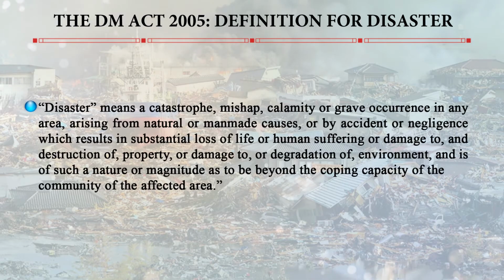So, by this Act, disaster means a catastrophe, mishap, calamity or grave occurrence in any area arising from natural or man-made causes, or by accident or negligence, which results in substantial loss of life or human suffering, or damage to and destruction of property, or damage to or degradation of the environment, and is of such a nature or magnitude as to be beyond the coping capacity of the community of the affected area. So, a natural hazard can become a disaster when the coping capacity of the entire community is exceeded.